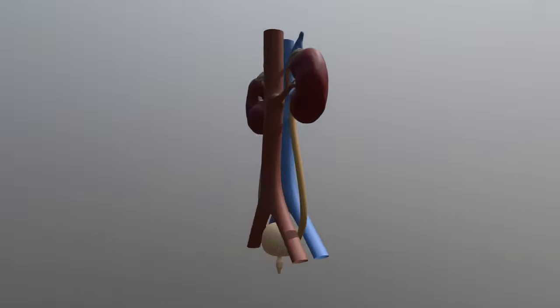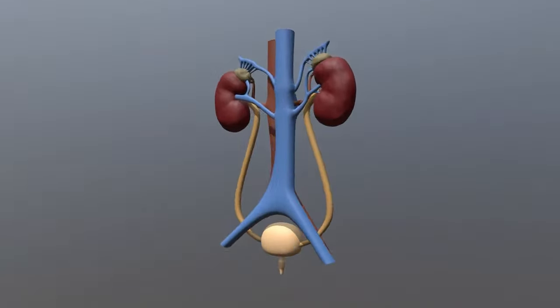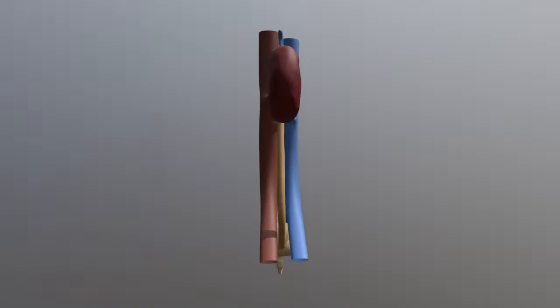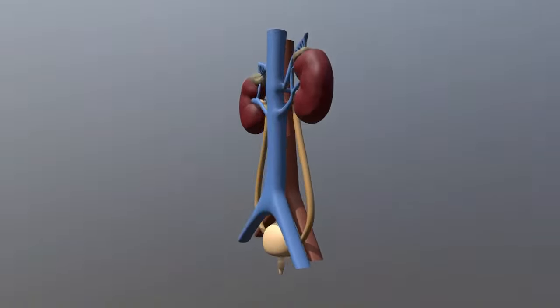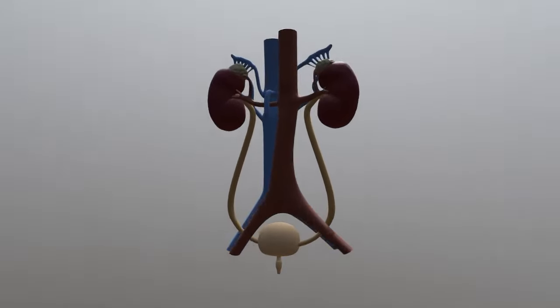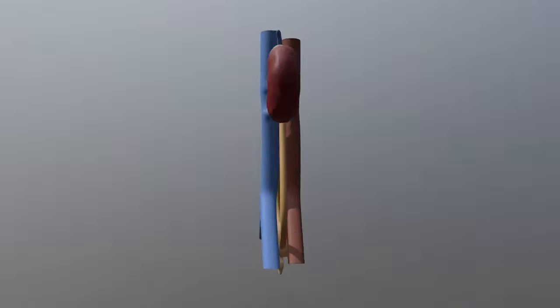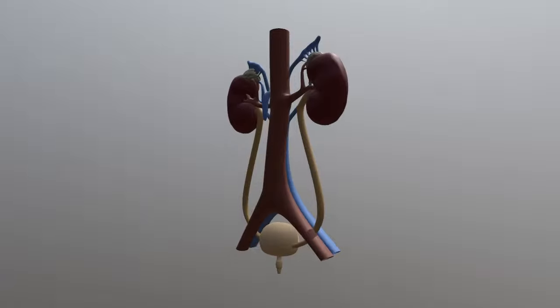The kidneys are a pair of bean-shaped organs located in the back of the abdomen. They are responsible for filtering waste products, such as urea and creatinine. The ureters are tubes that carry urine from the kidneys to the bladder. The bladder is a muscular sac that stores urine until it is eliminated from the body through the urethra. The urethra is a tube that carries urine out of the body.